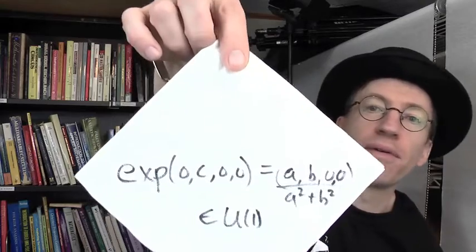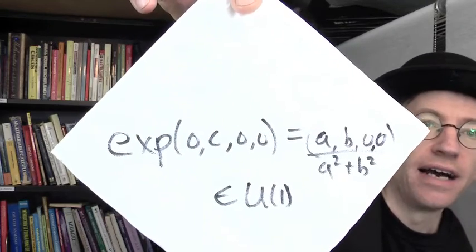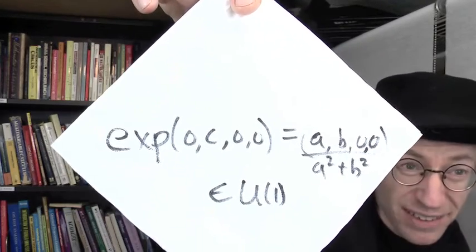And in fact, the algebra is kind of simple. There exists an imaginary number C. Let's write it like so. That will equal A plus B.